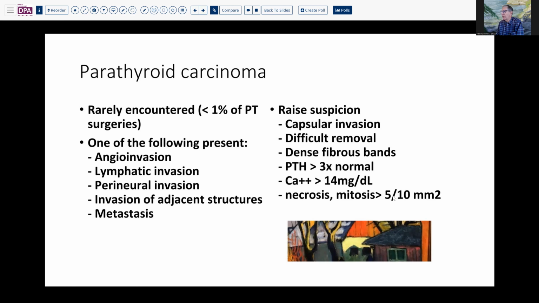Necrosis, mitoses greater than 5 per 10 millimeters squared. These are, again, softer findings, but certainly should raise consideration, and are not uniformly present in malignant cases, but could be a marker to cause you to look further.